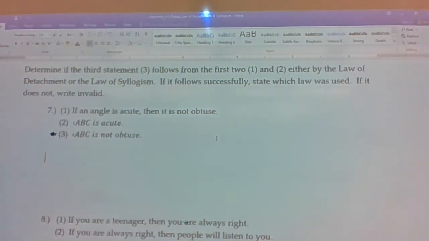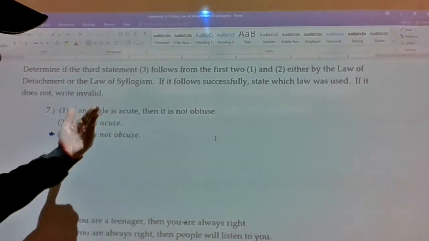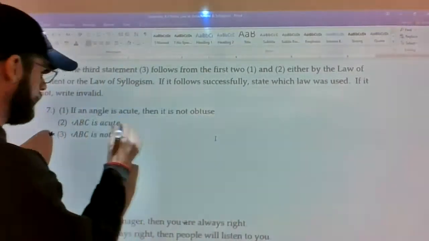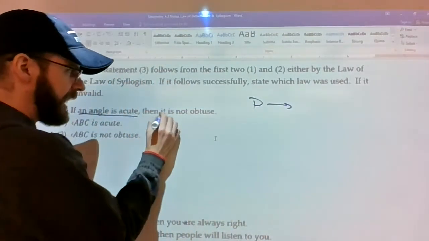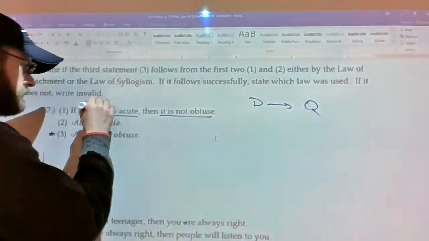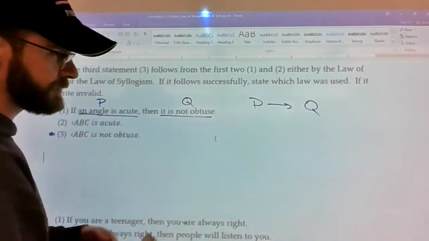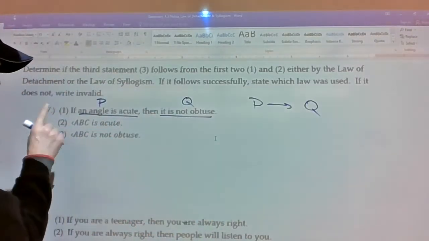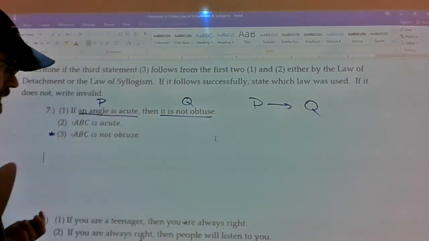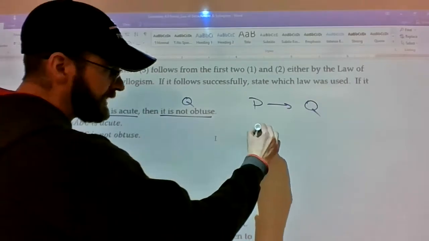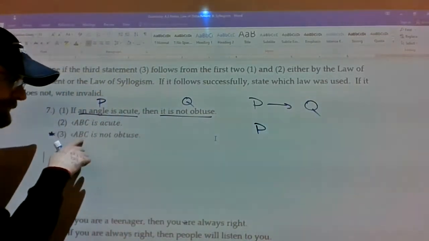So for our first one, if an angle is acute, then it is not obtuse. So if P is true, it implies Q. If an angle is acute, then it is not obtuse. That's a true statement. So on number 2, they said that ABC is an acute angle. Yeah, they gave us P. And on the third concluding statement, ABC is not obtuse.